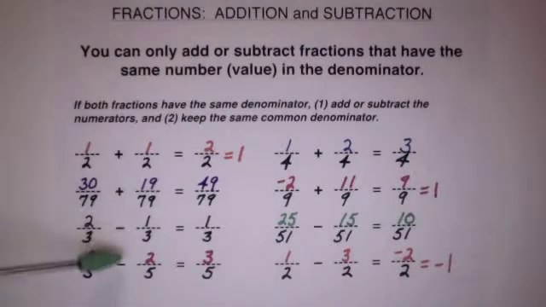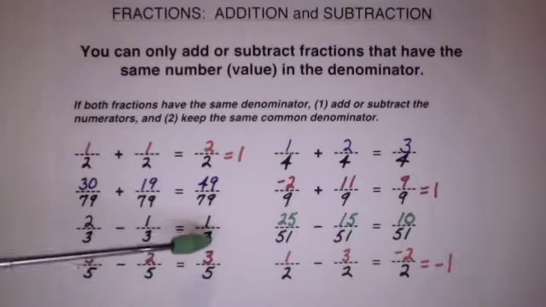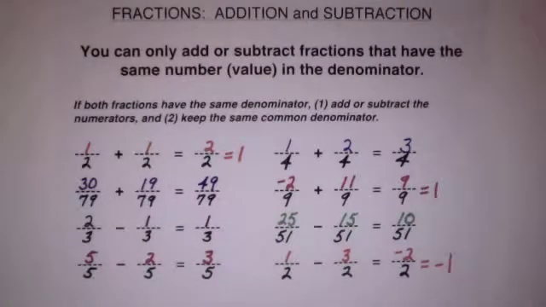5 over 5 minus 2 over 5 equals 3 over 5. The denominators are the same for both of these fractions, so I keep the same common denominator here. 5 minus 2 is 3. Now I want you to notice something here. 5 over 5 is the same as 1. Anything over itself equals 1. Fractions are division problems. 5 divided by 5 is 1. So this fraction here, 5 over 5, is the same as the whole number 1.